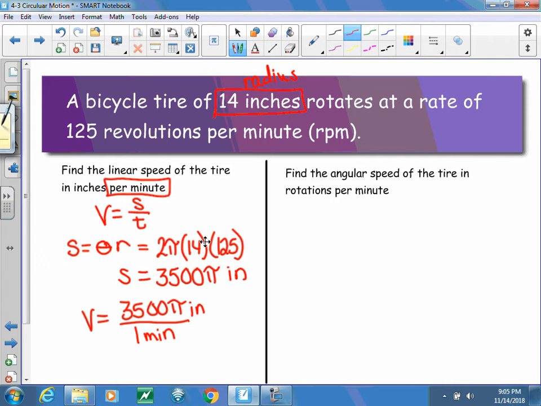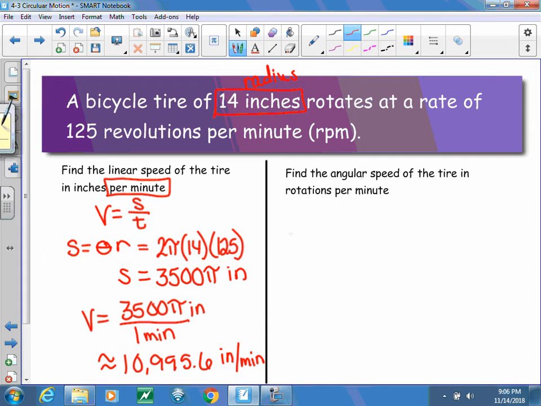And so now what we have here is the linear speed in inches per minute. If I want to, I can simplify or approximate this to 10,995.6 inches per minute. Seems like a large number, but you are also measuring in inches and not miles.